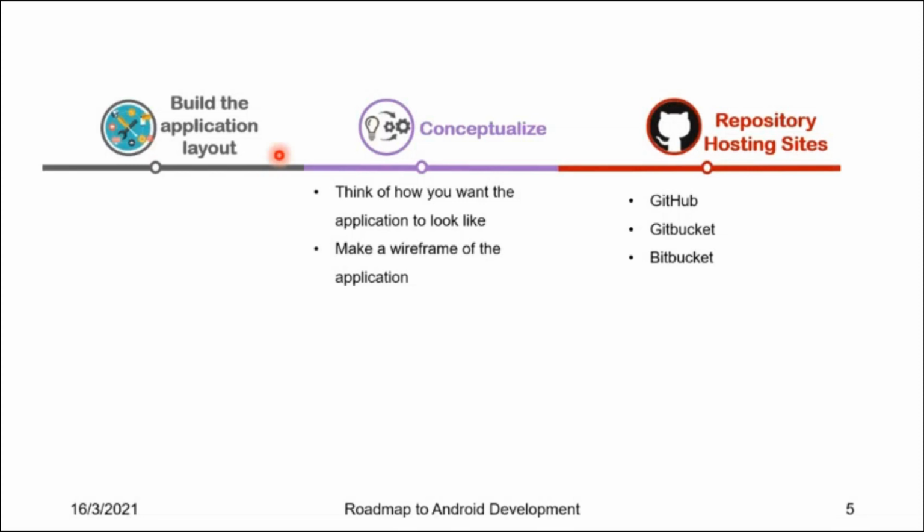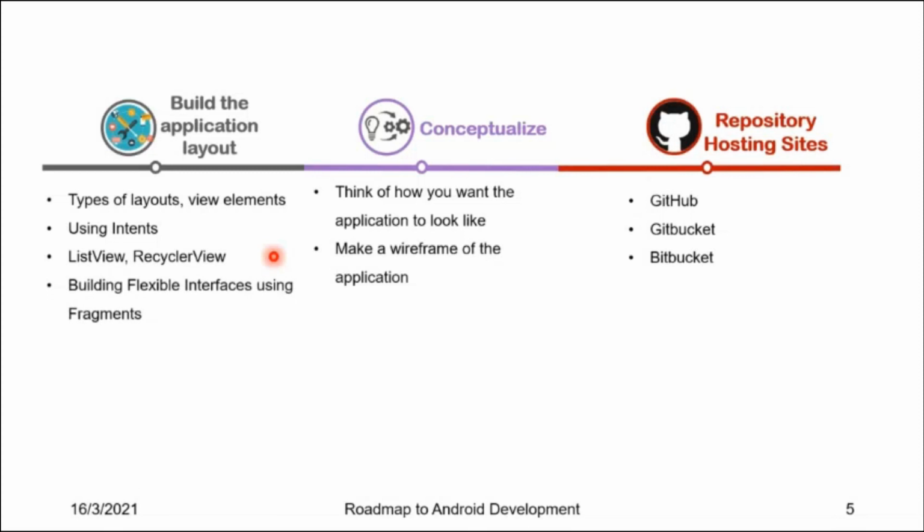You can just drag and drop stuff. And some of the things that you should know are types of layouts, views and elements. Now, what are intents, list view, and recycler view? Recycler view is a comparatively newer view, and it's really important to know what it is. Then building flexible interfaces using fragments, being the main concept that you should know.